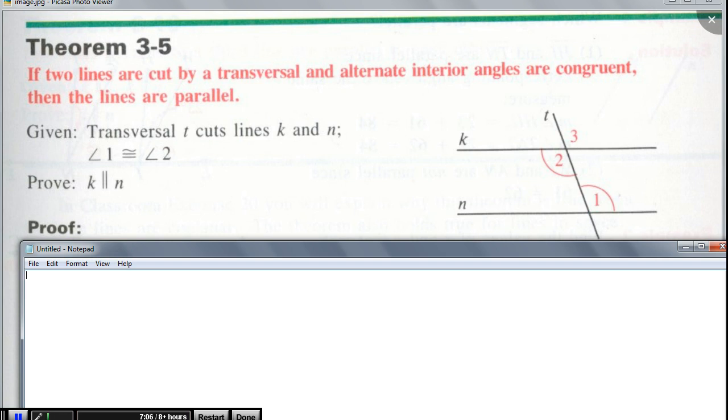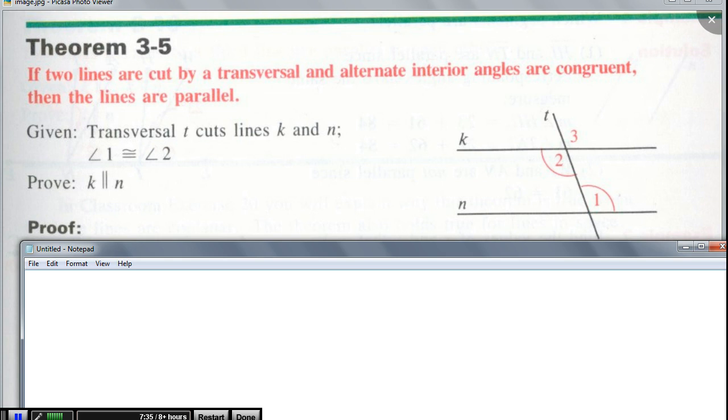You don't think it's proving K is parallel to N? Why not? Jason, did you have a question? Can't you just say that angle 3 and angle 1 are corresponding? Well, just because they're corresponding angles doesn't mean they're congruent. That's only true if two lines are parallel. And do we know that two lines are parallel? No, that's what we're trying to prove. Does that make sense? So please be careful.